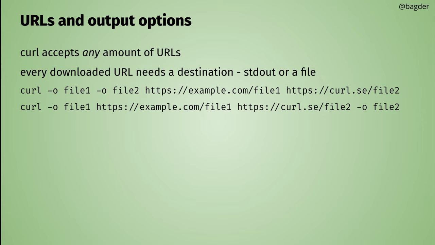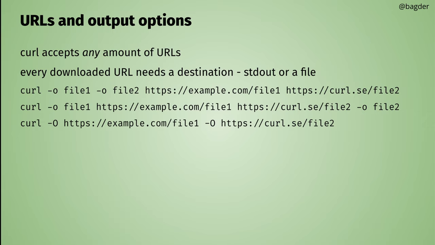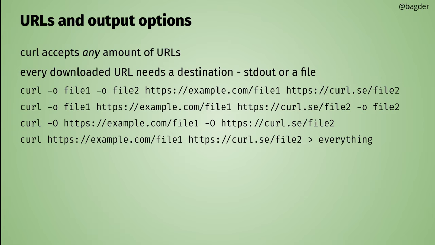The order doesn't matter, but the order does matter because the second URL will get the second dash O. But you can mix them like this, or like this. This is a different option. This is the uppercase O, which saves the URL according to the file name part of the URL. So example.com/file1 will be saved as file1, and curl.se/file2 will be saved as file2. Or you can just send everything out and redirect with the shell redirect, which means that the contents from both of these files will get into the same output, like the one called everything here.